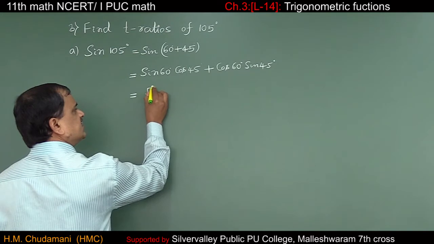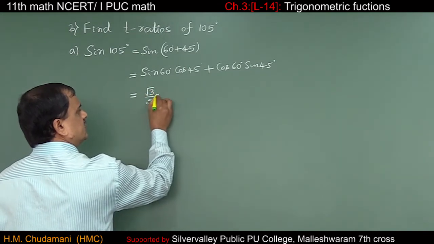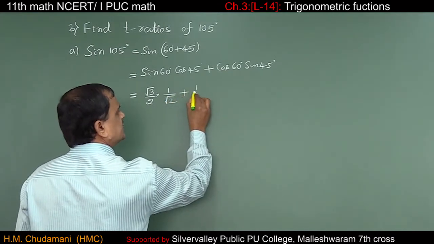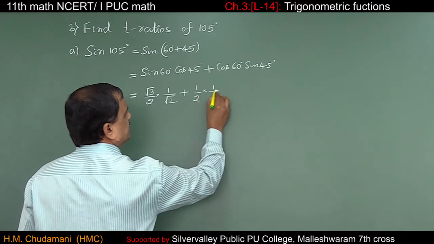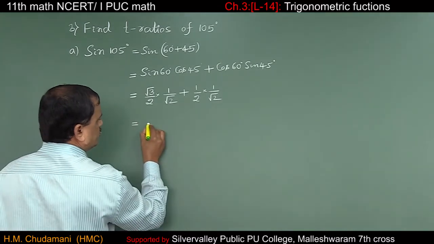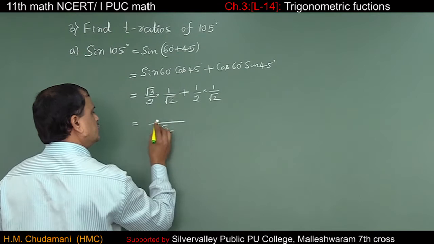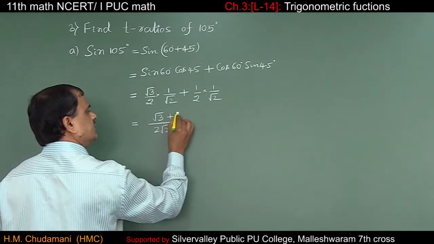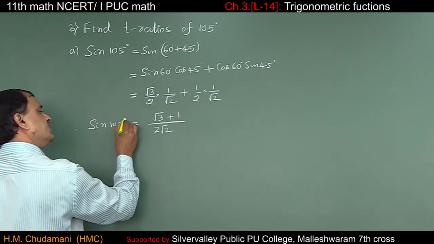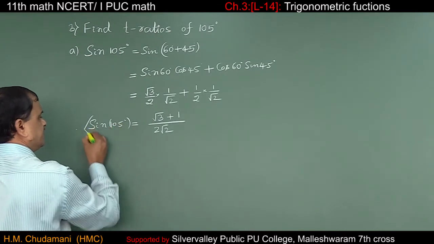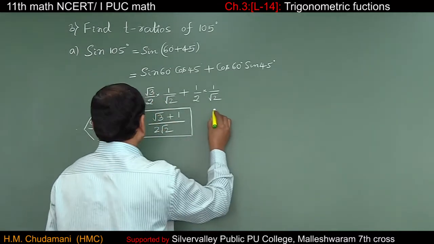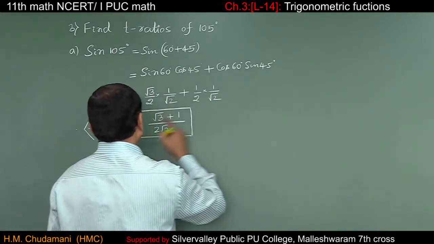What is sin 60 degrees? Root 3 by 2. And cos 45 is 1 by root 2. Cos 60 degrees is 1 by 2. Sin 45 degrees is also 1 by root 2. So now, 2 root 2 as the LCM, root 3 plus 1. So therefore, sin of 105 degrees is equal to root 3 plus 1 over 2 root 2. So we have proved sin 75 degrees.